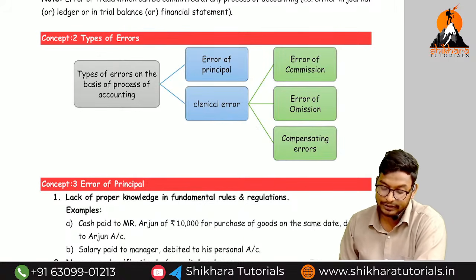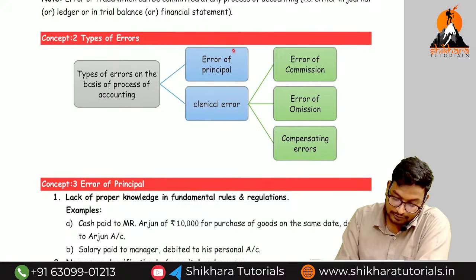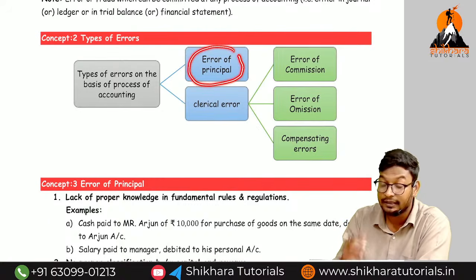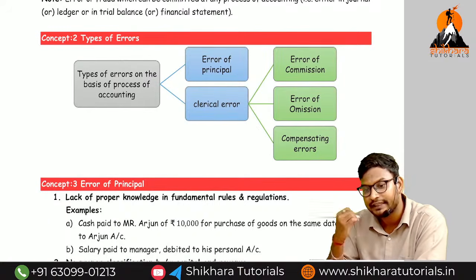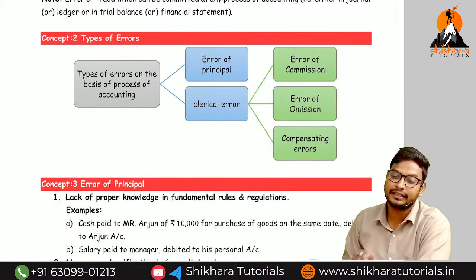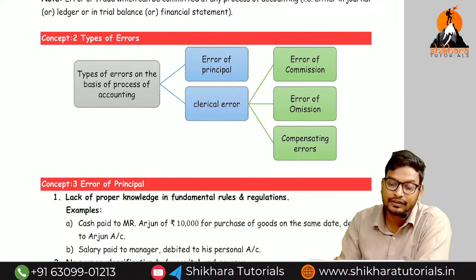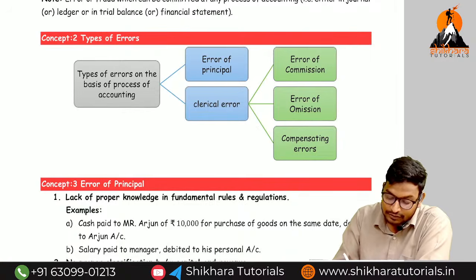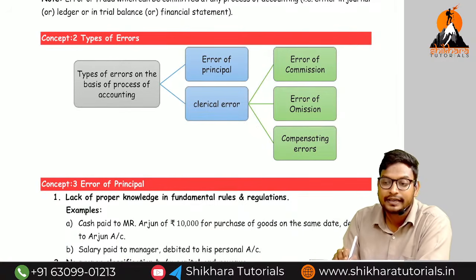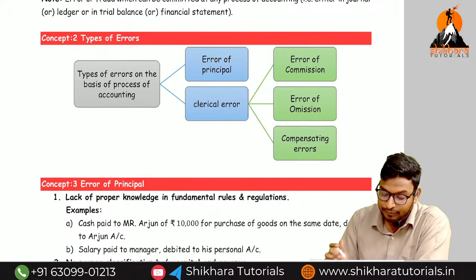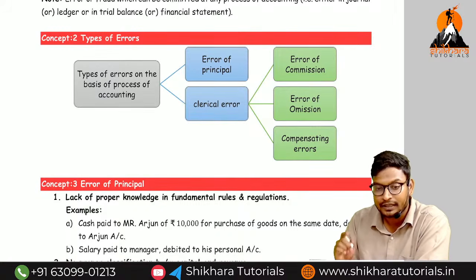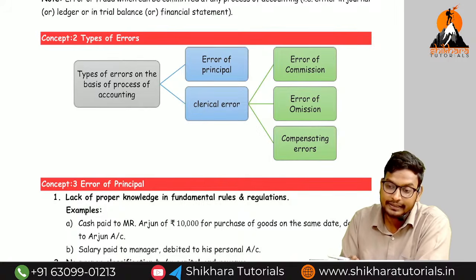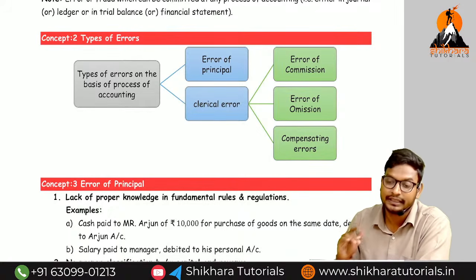First we are going to see the meaning of error of principle and whether it affects the trial balance or not. What is the meaning of affecting the trial balance? Because of that particular error, if the trial balance does not tally, that is called affecting the trial balance. If the trial balance still tallies, then it is called not affecting the trial balance.